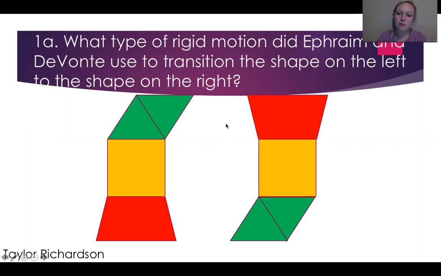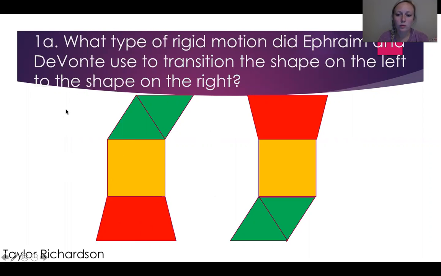So when we think about reflection, we think about there being a line of reflection that you are going to flip the shape over. You're going to either reflect it over it or you're going to flip it from top to bottom. And so looking at this image, if we were to flip it over a vertical line of symmetry right here, the green triangles would still be on the top. They would just be facing the other way, and our trapezoid would still remain on the bottom. So it doesn't look like we're dealing with reflection rigid motion right now.